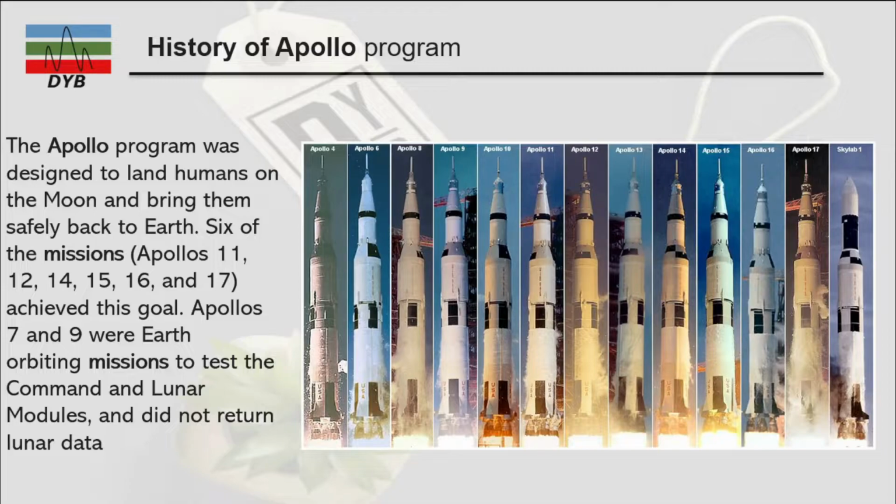Apollo 7 and 9 were performed for looking at the orbit mission of the Earth, and they did not return lunar data, obviously. So here are some figures from Apollo 4, 6, 8, 9, 10, 11, 12, 13, 14, 15, 16, 17 and Skylab 1. These are the craft of the Apollo missions which have been used so far.